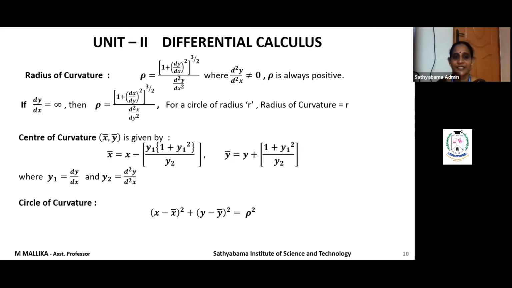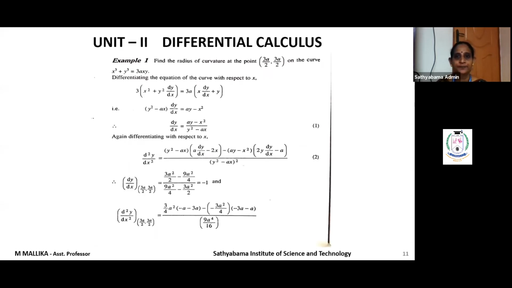And finally, you have circle of curvature. Circle of curvature is nothing but a circle whose center is x bar comma y bar and radius is rho, which is nothing but the radius of curvature. So circle of curvature is a circle whose center is the center of curvature and radius is the radius of curvature. And the formula is given by x minus x bar the whole square plus y minus y bar the whole square equals rho square. So we will move on to the next topic.